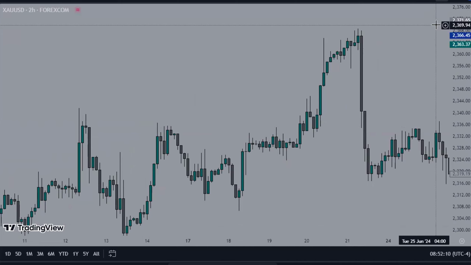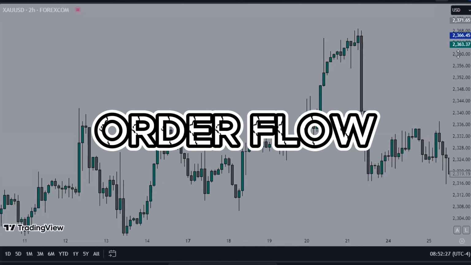We are going to need to understand the following. We have 4 main subjects here that we have to understand. Order flow, we have to identify a clear trend, we have to understand break of structure, and also risk to reward, that's RR. Let's start with the first one, order flow. Now, what is order flow?